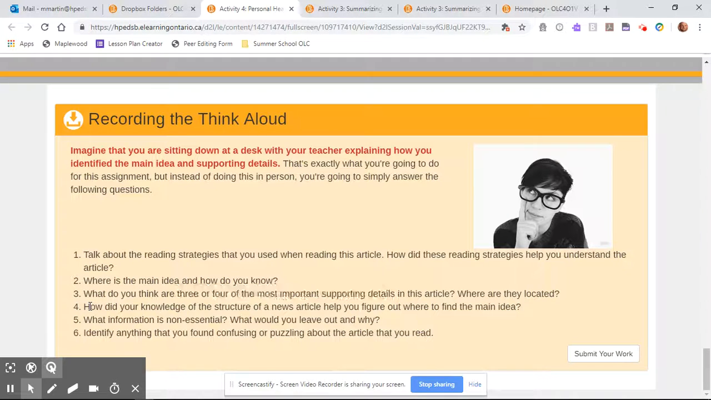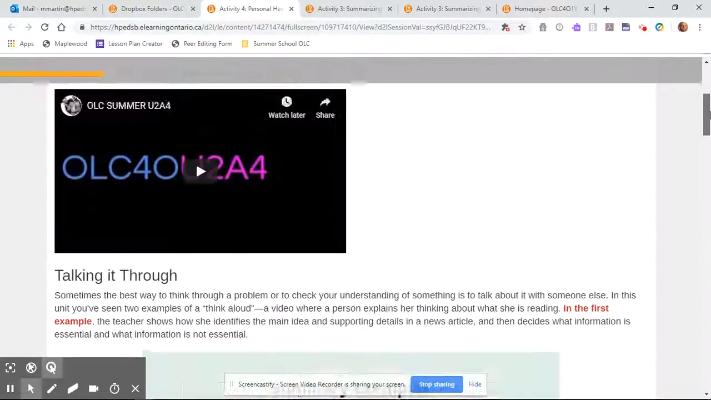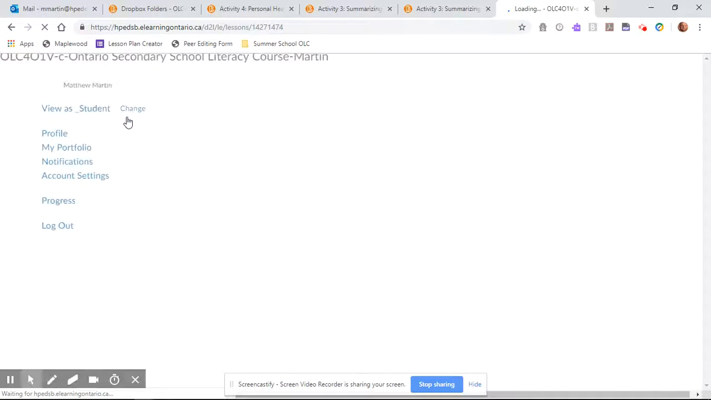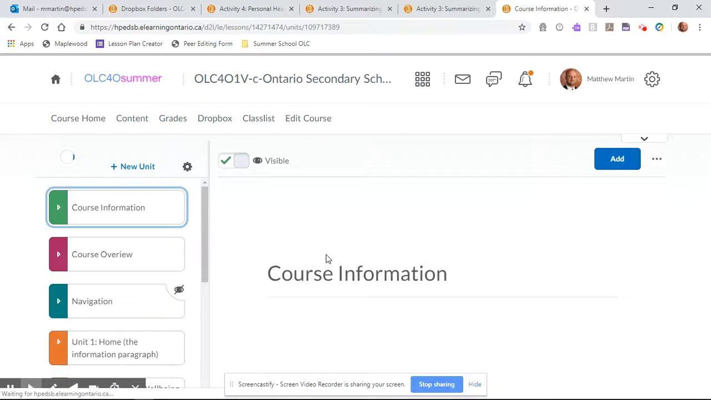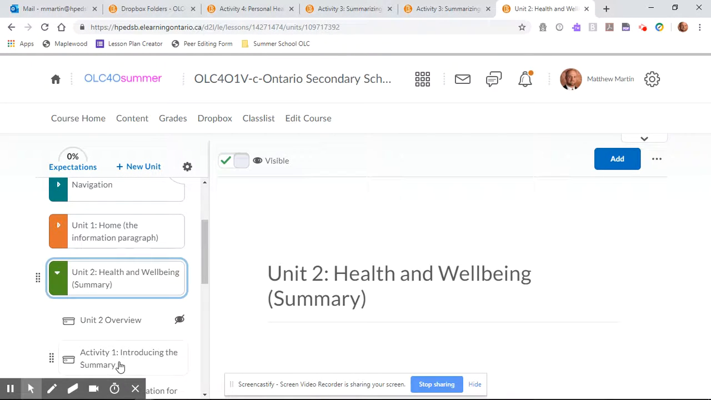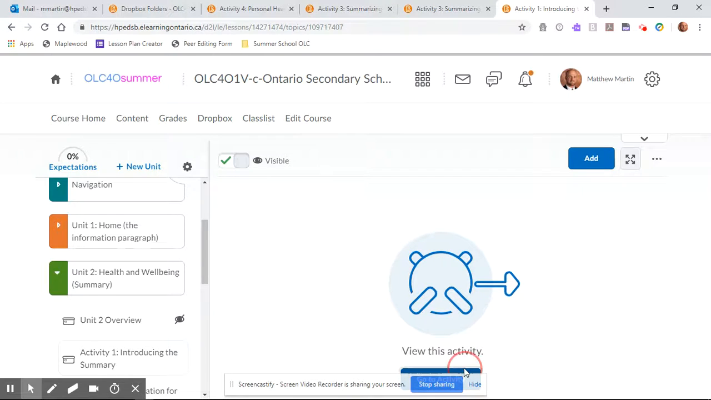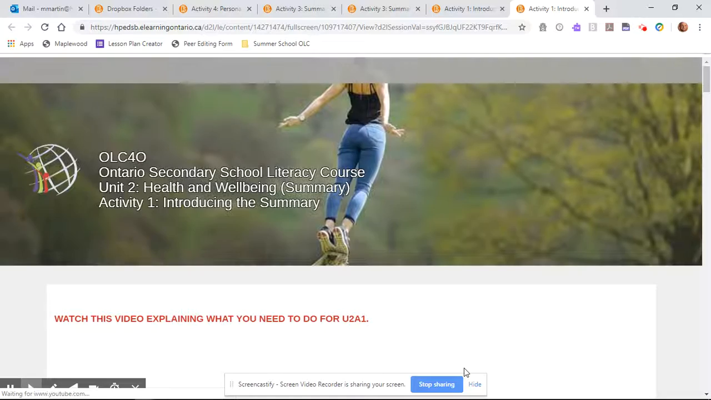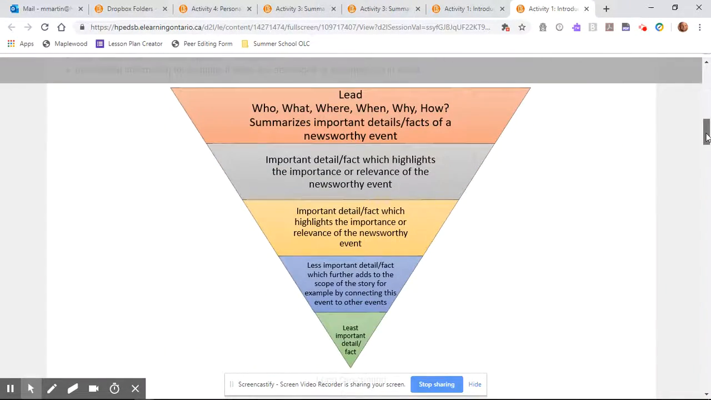Number 4: how did the knowledge of the structure of a news article help you figure out where to find the main idea? For that, you have to go all the way back to activity 1. This is probably going to be the easiest way. Going back to activity 1, you're seeing these are the details on what the elements of a newspaper article are. So how did these help you out?